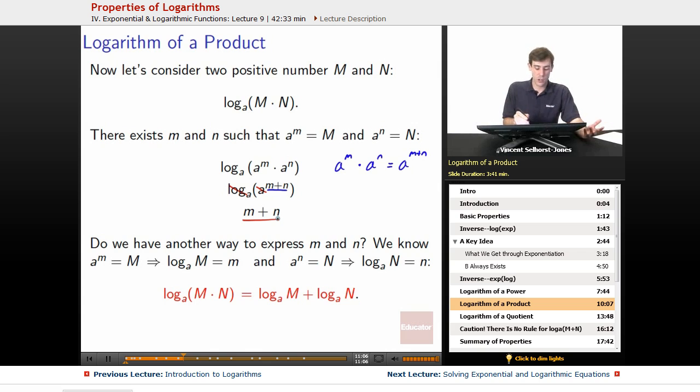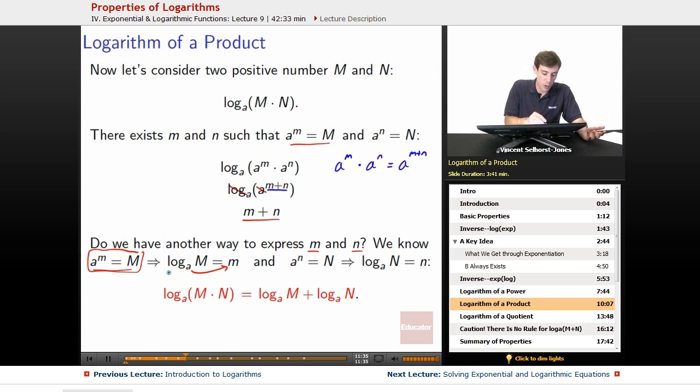Now we can ask ourselves, do we have another way to express little m and little n? Well, from the beginning, we know that a to the little m equals big M. That was how we set this up. So log base a of big M equals m, right? Because we know that if we raise a to the little m, we get big M. So we can express it in its exponential form or its logarithmic form.